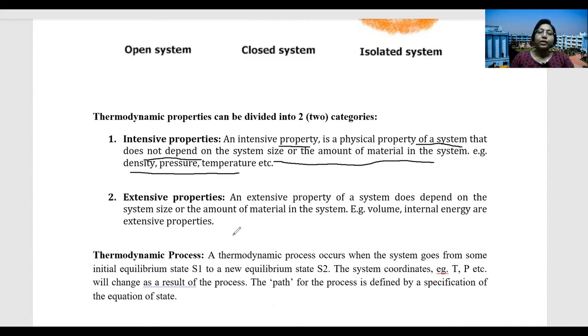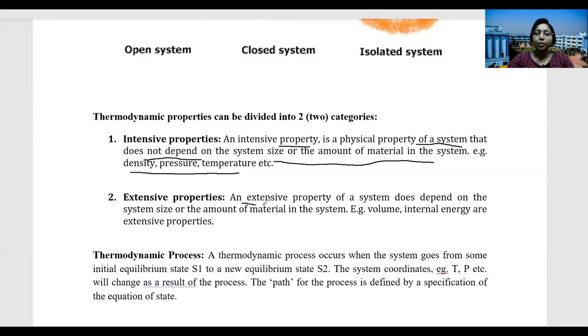So if you take the example like density, density means mass by volume. So it does not depend on the matter. Temperature also does not depend. So they are the intensive properties. Next is the extensive properties.